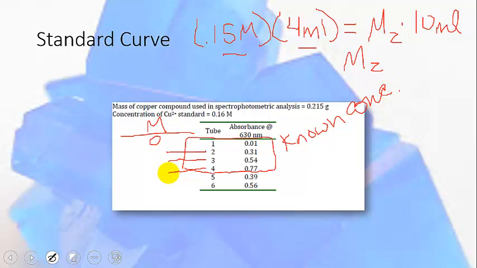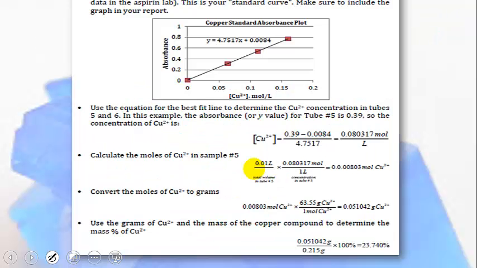Test tube number 4 is 0.15. We gave you that. Test tube 5 and 6, we're going to have to do a calculation to figure out what those concentrations are. But we know the first 4 concentrations, and we will use those to make a standard curve. Just like last week, you plot your copper concentration versus absorbance. That's just 4 points.